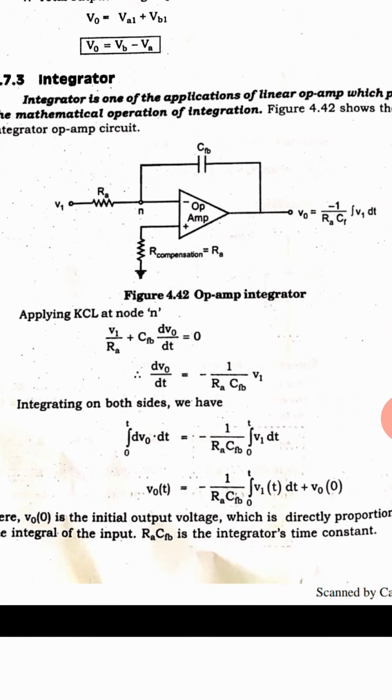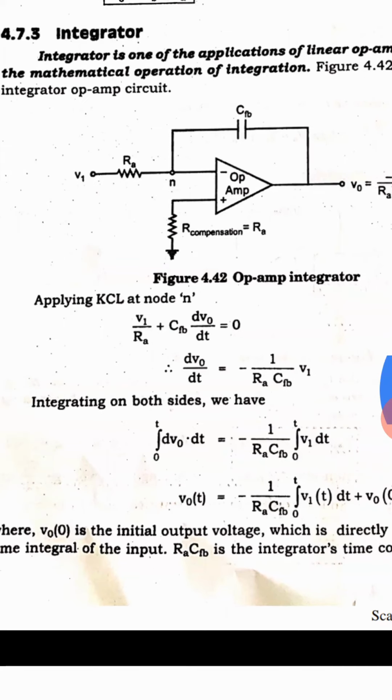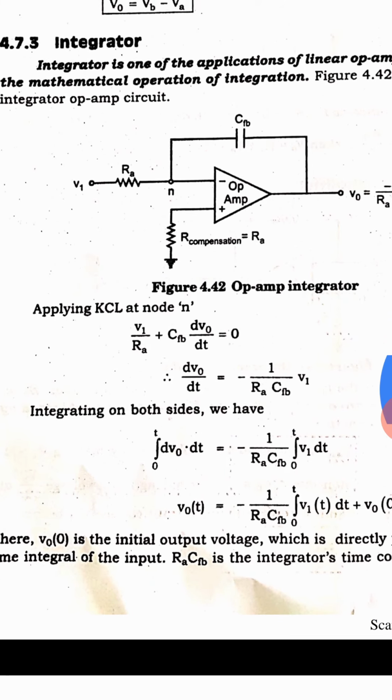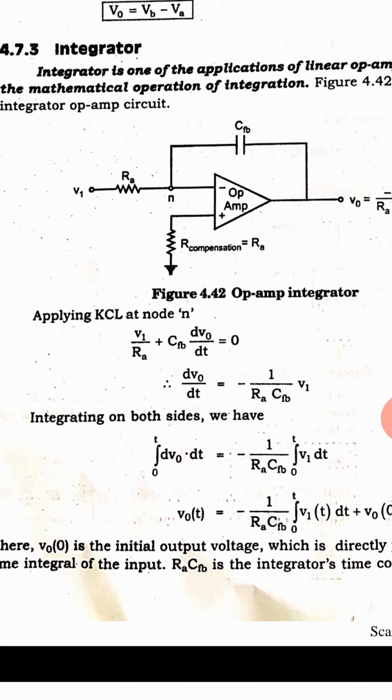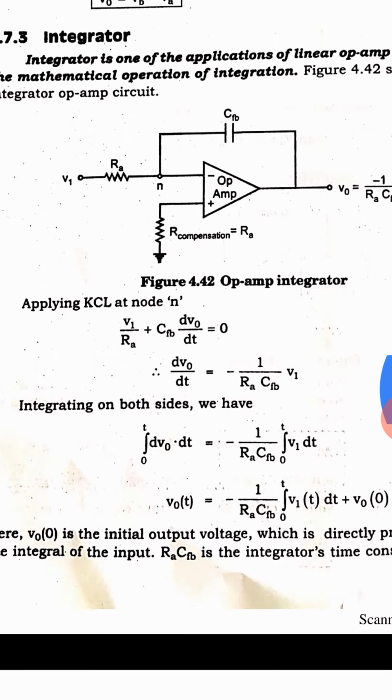The current flowing through the capacitance is C into dV by dt, a very basic formula. It is capacitance into dV0 by dt, because V0 is the output which is fed back to the input through the capacitance. So V1 by RA plus C into dV0 by dt is equal to 0. We are interested in taking the integration, so take the derivative part to the left side and rearrange the equation, leaving the input term on the right side.